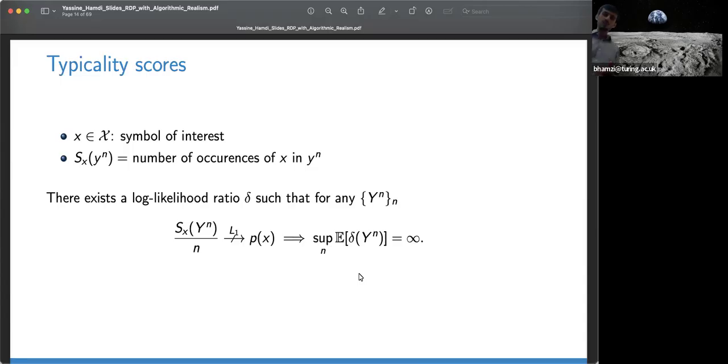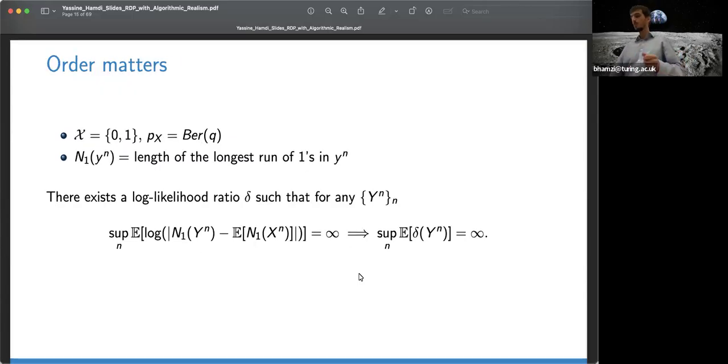So this is the first thing we can do with log-likelihood ratios, but we can do even more. Testing frequency is nice, but it's kind of a weak thing to look at. We actually care about the order of symbols in the sequence, so something like a joint distribution. I'll take sequences of zeros and ones to make it simple. And N1 is going to count the longest run of ones in the sequence, so the longest sequence of consecutive ones which appears in the long sequence Y^n.